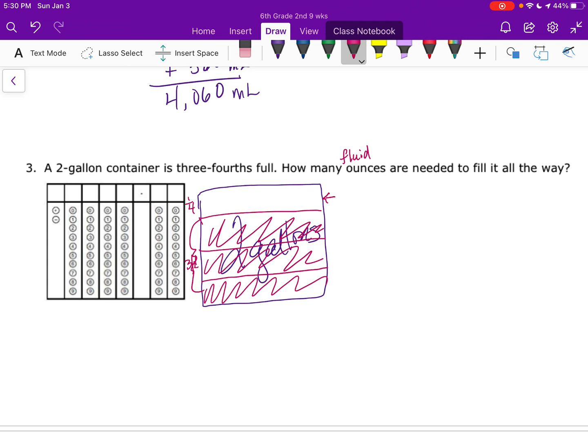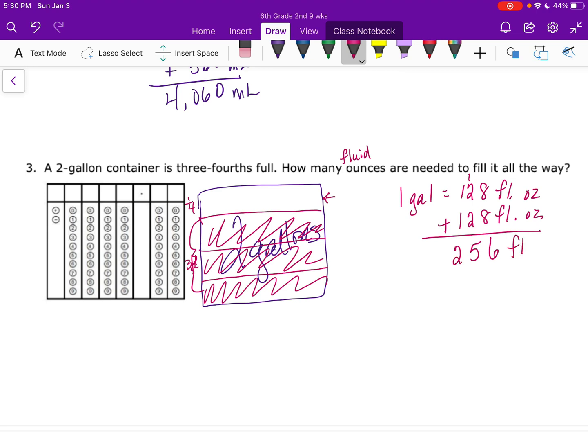All right, so on your chart, it's going to tell you that 1 gallon is 128 fluid ounces. So 1 gallon is 128 fluid ounces. So 2 gallons, we can multiply by 2, or we could just add it, right? Would be 256 fluid ounces. And we need 1/4 of that.